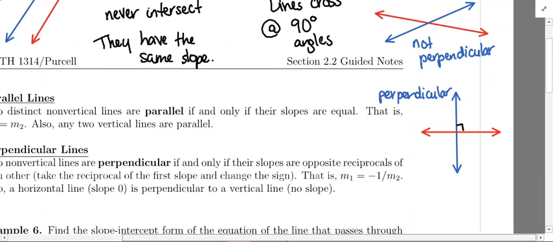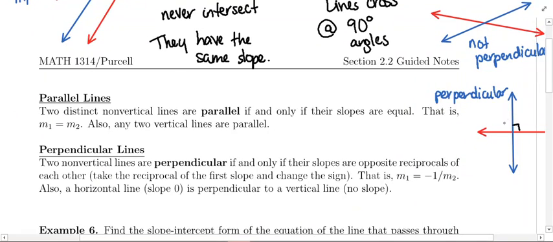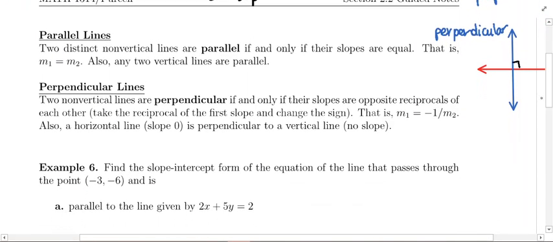All right, if we read under the description here, we need to know how the slopes are related. We know if we have parallel lines, their slopes are the same, but what about perpendicular lines? It says two non-vertical lines are perpendicular if and only if their slopes are opposite reciprocals of each other. That means take the reciprocal of the first slope and change the sign. So that is m1 is equal to -1 over m2. Also, a horizontal line, which is slope 0, is perpendicular to a vertical line, which has no slope.